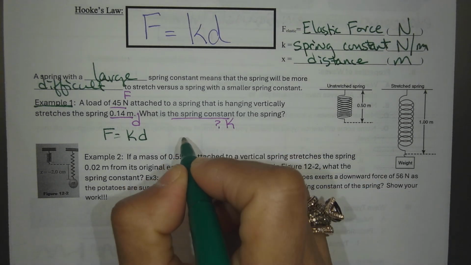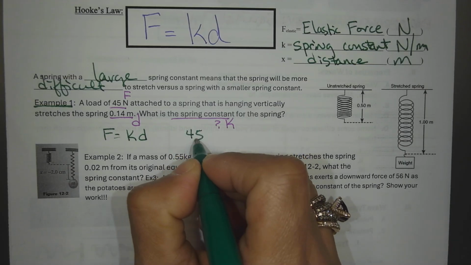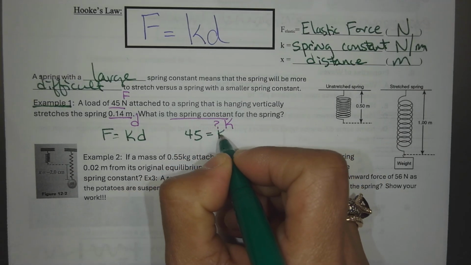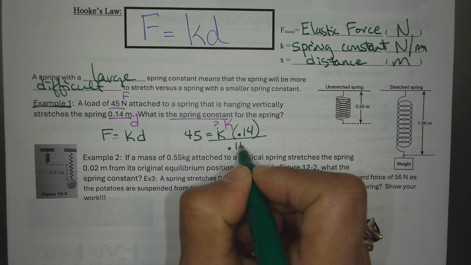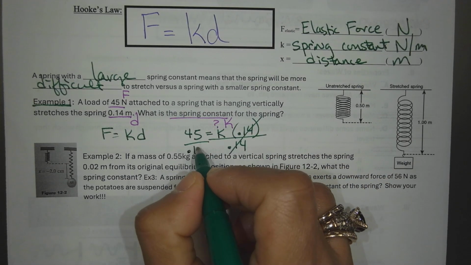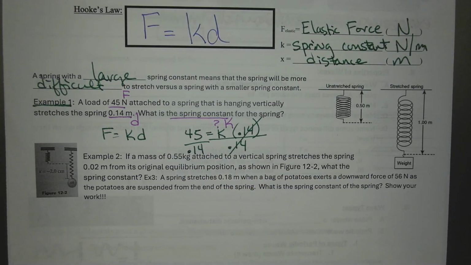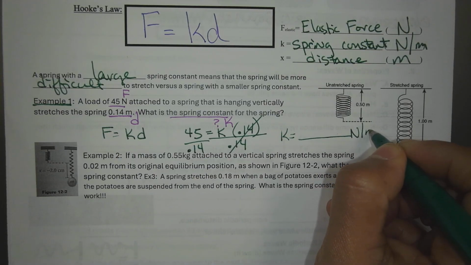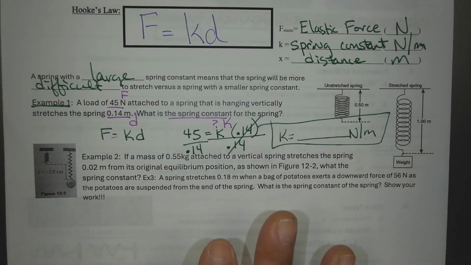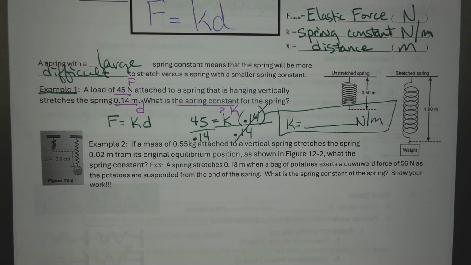Or, for this situation, it would be 45 equals my K value that I don't know times 0.14. I'll divide both sides by 0.14, and you can see just basic algebra. Your K value is blank newtons per meter. So this is an easy cheesy equation. Because we did this one already last semester, I don't see any of us having problems with it come quiz or test.